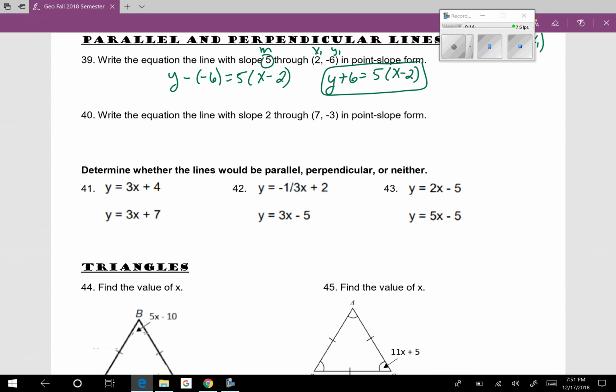All right, to determine if lines are parallel, perpendicular, or neither, you have to look at their slopes. Parallel, they have the same slope. Perpendicular, they have the negative reciprocal. So that's where you change the sign and you flip the number. So 41. Here's our slope, it's 3, and there's our slope, it's also 3. And also you got to make sure they're solved for y. So if it's not solved for y, you got to solve for that first.